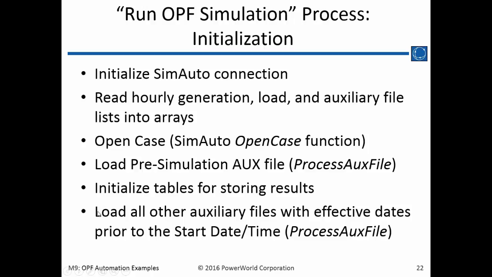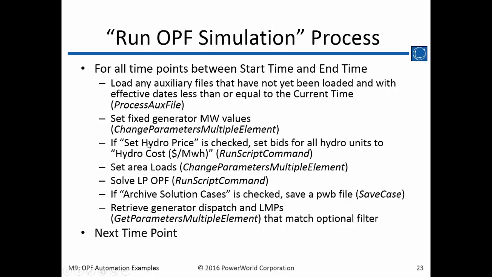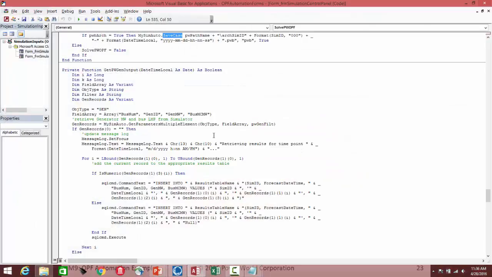And then if you have auxiliary files that get loaded at certain effective dates, it'll go through that table and check to see if there are any that are effective prior to the start date time that you select from the drop down, and if there are, it'll load those. And then there's a loop here for all the time points between the start and the end time. It'll load auxiliary files, it'll set generator megawatt values, and for that it uses the change parameters multiple element function. If I wanted to find that in the code, I could just search for that.